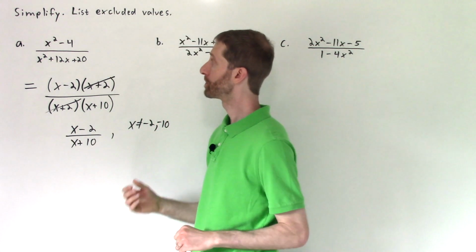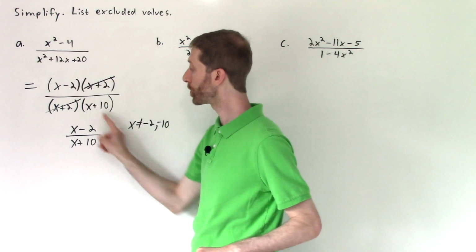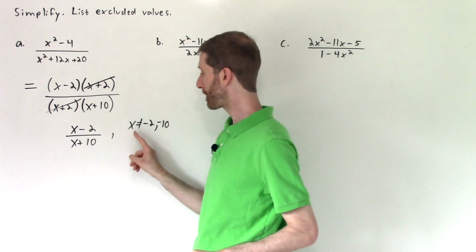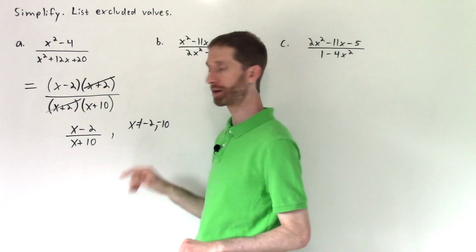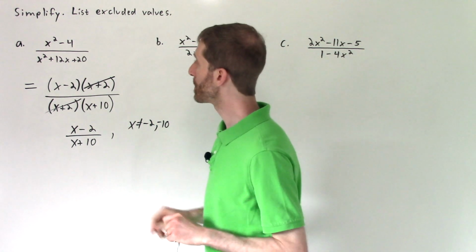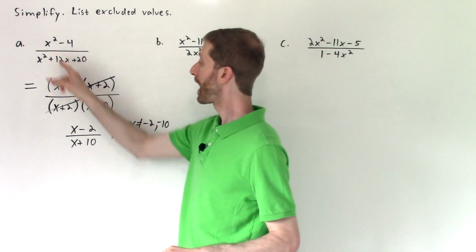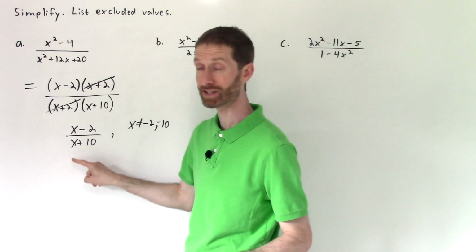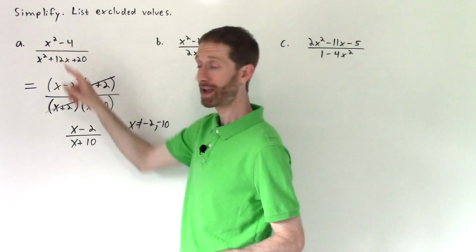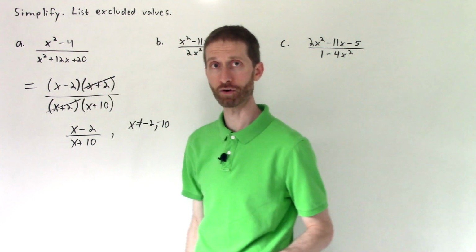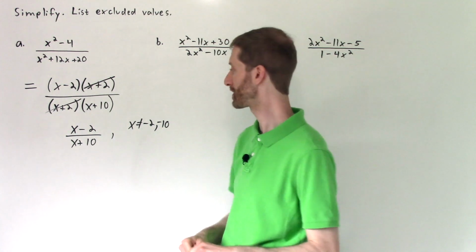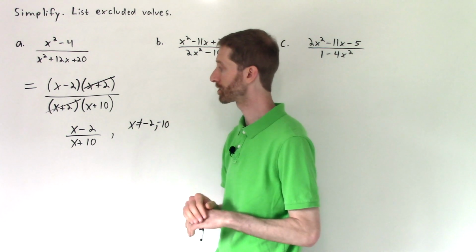So what does this mean? This means that the original is equal to the simplified expression, except when x is negative 2 or negative 10. Then they're not equal. If you had to plug in a number like 22, I'd much rather plug 22 into the simplified version than the original. Since they're equal, it's the simplified version. That's the whole purpose of learning this technique. But again, list those excluded values.